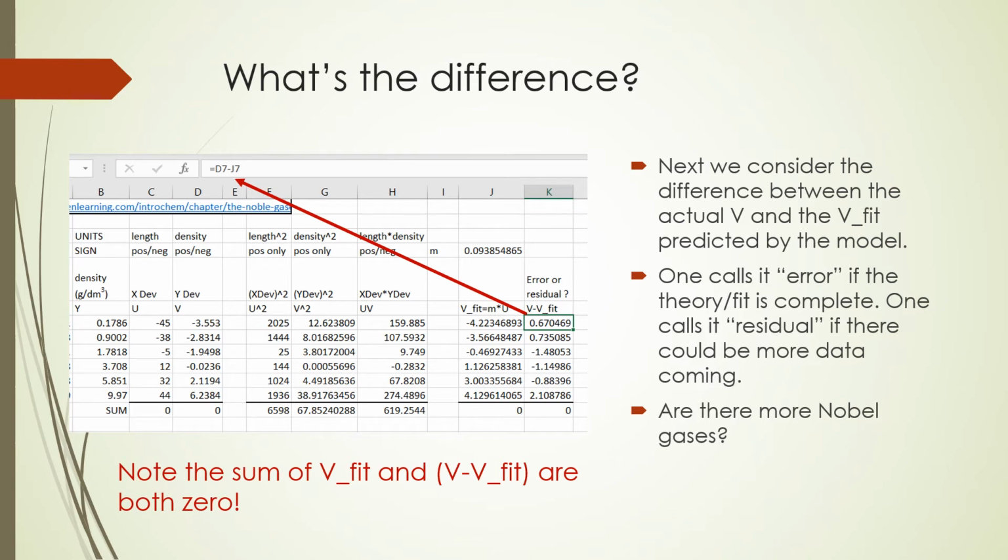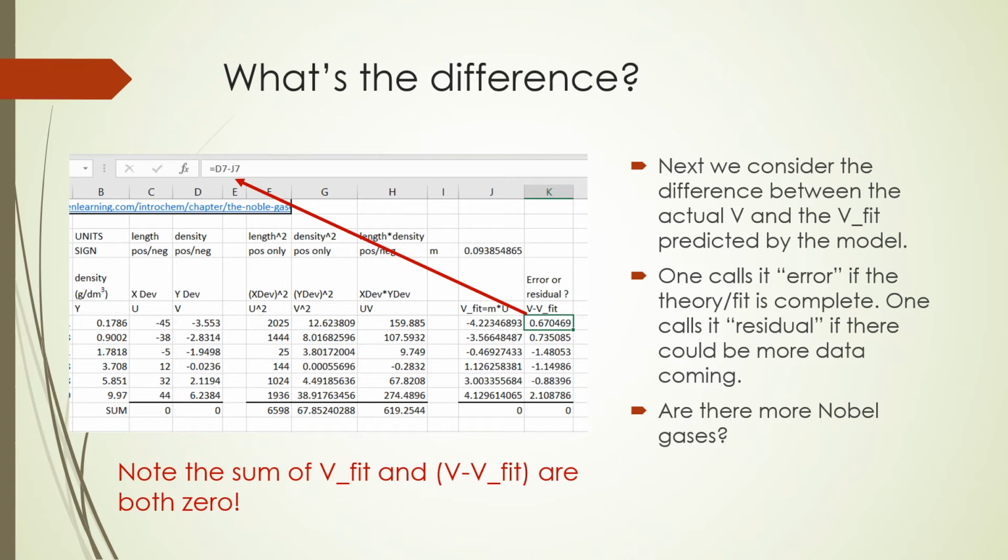So we want to know the difference between the actual v's and our v's from the fit, vfit. And difference means subtract. So here in Excel we've taken the difference between the data points v and the v fit from the model, the slope times the u value. You might call this an error in the model or a residual.